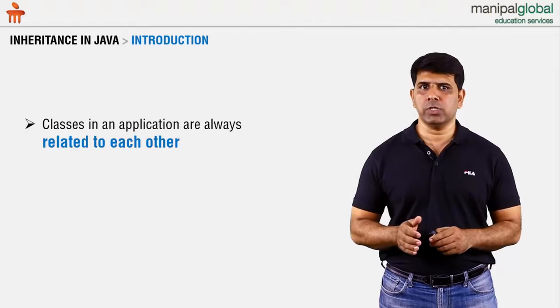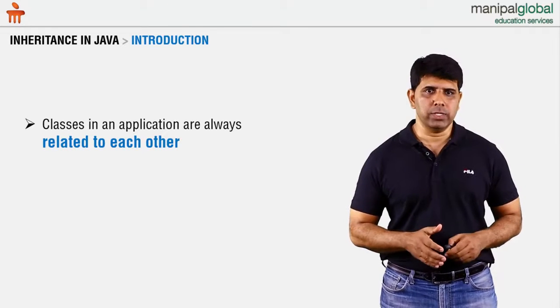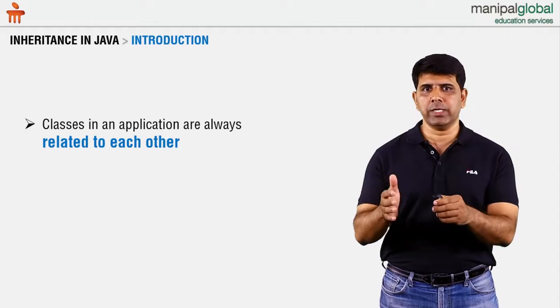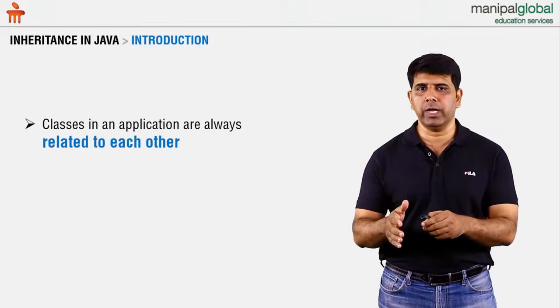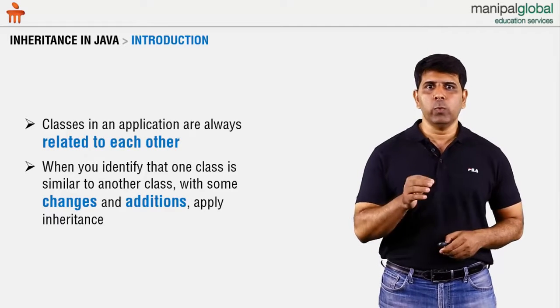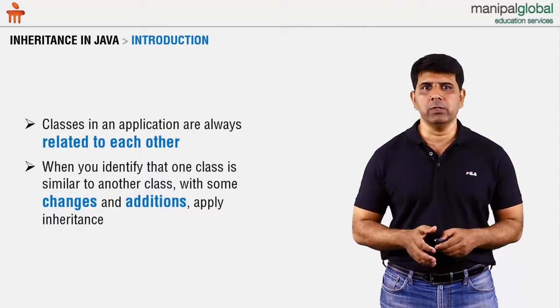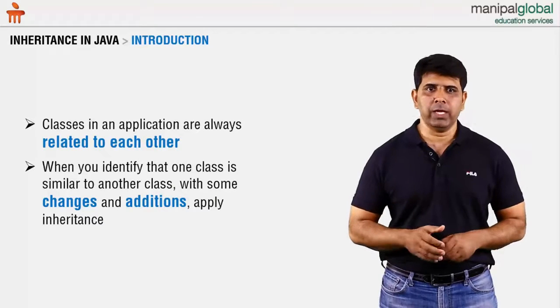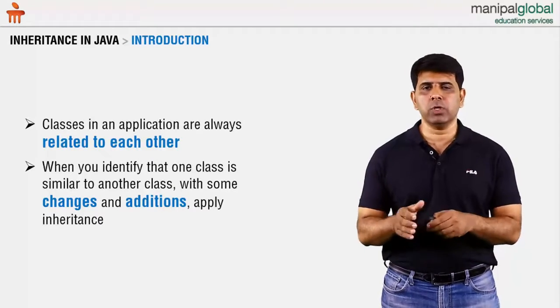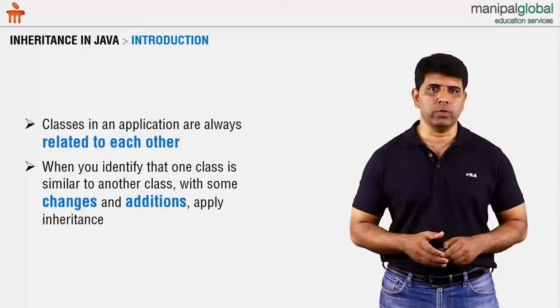Classes in applications generally are related with each other. On a lot of occasions, you might see that there is already a class that I wanted to create, but I need some changes and some additions and so on. When you identify such a scenario, you need to go and apply inheritance, because inheritance's major motive is to reuse the code.